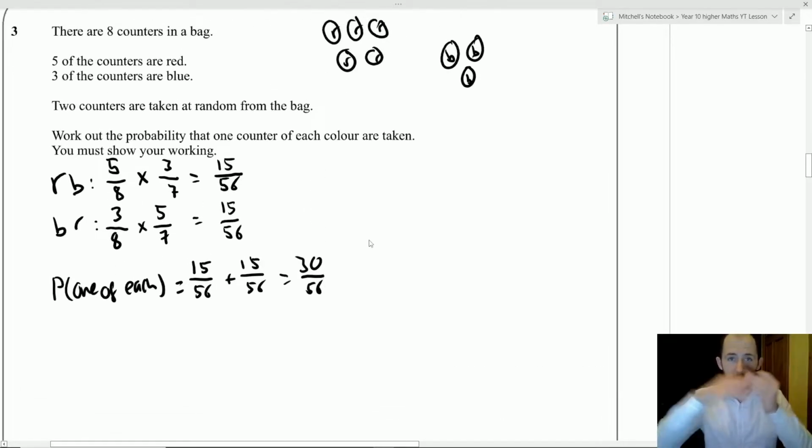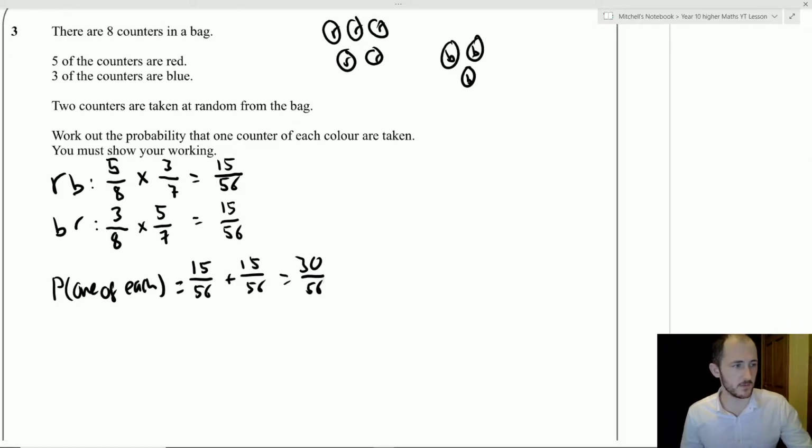So you can use a probability tree. That's valid. We can do it this way. Is this method okay? Are there any questions about that at all?